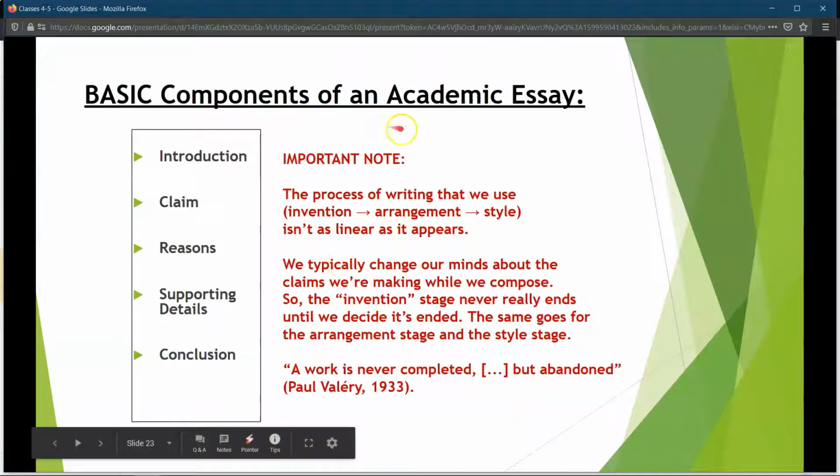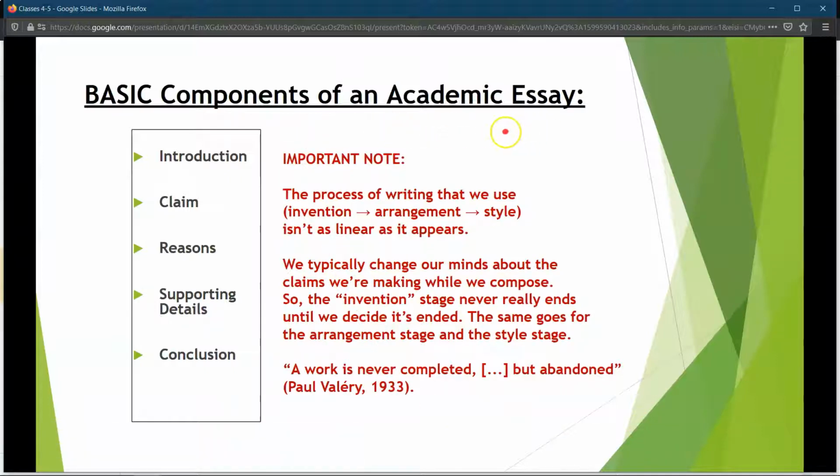So the basic components of an academic essay. So here's an important note on that. The process of writing that we use, invention, arrangement, style, isn't as linear as it always appears. We typically change our minds about the claims we're making while we compose. So that is the process of composing. The invention stage never really ends until we've decided that it's ended. The same goes for the arrangement stage and the style stage.